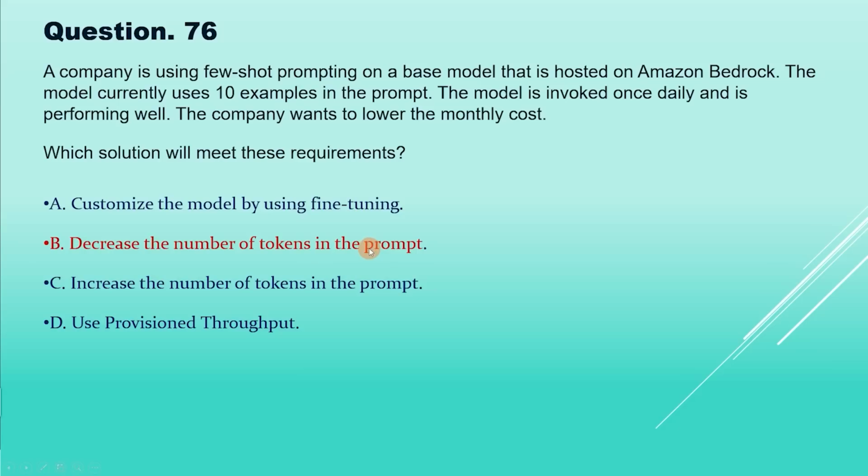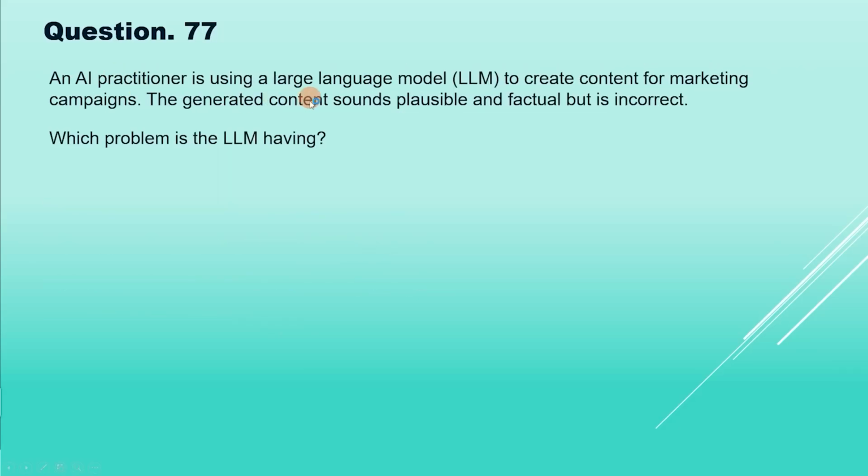Now question number 77. An AI practitioner is using a large language model to create content for marketing campaigns. The generated content sounds plausible and factual but is incorrect. Which problem is the LLM having? And here are the options: data leakage, option B hallucination, option C overfitting, option D underfitting.